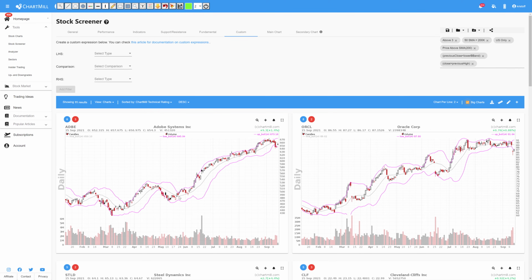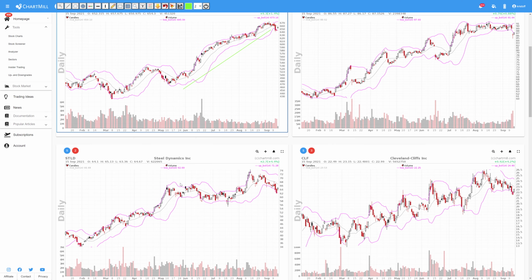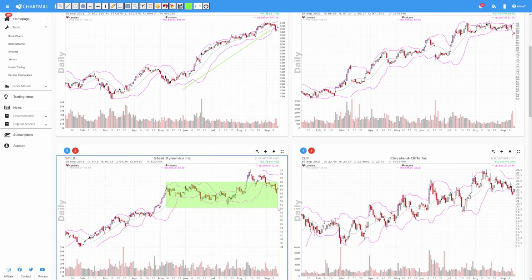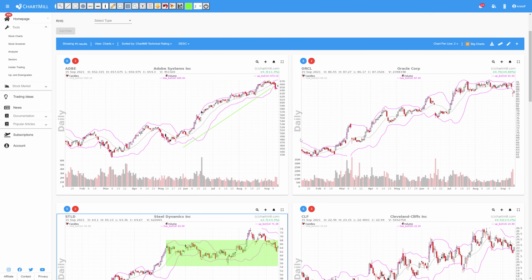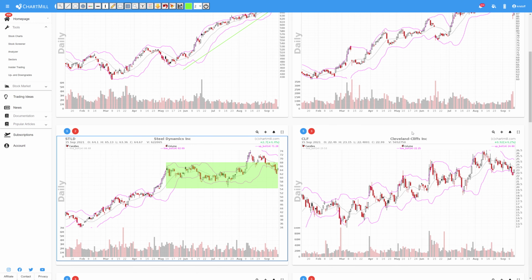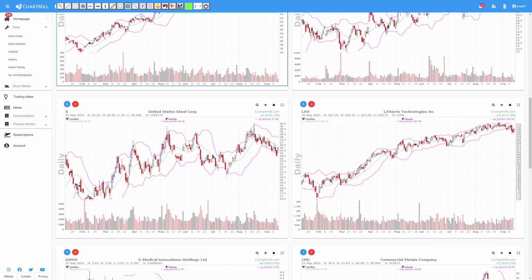So when to use this filter? This filter is applicable in both trending and sideways markets. For the most part, prices will always fluctuate within a certain range. Rising trend channels in bullish markets, horizontal trading ranges in sideways markets.